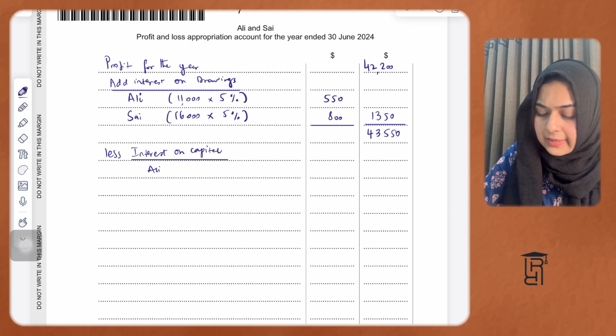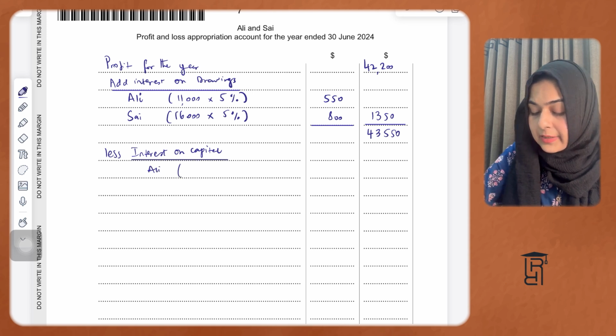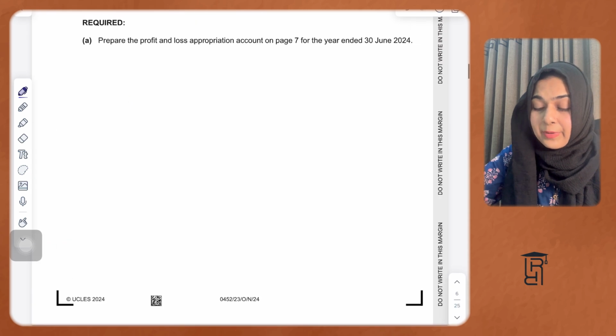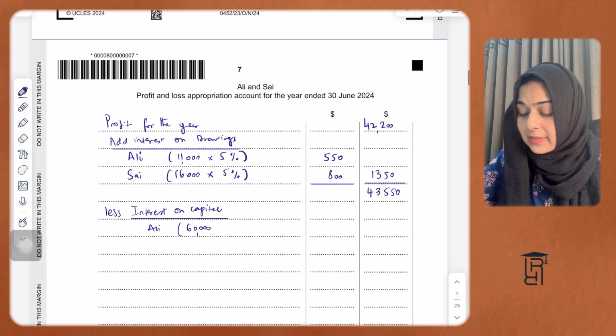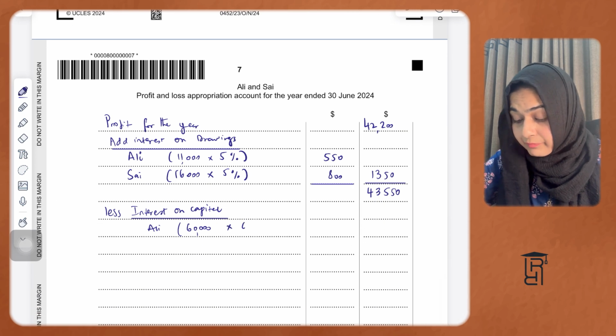Then I will write here Ali. Ali is given the interest on capital, so the capital account balance for Ali at start is 60,000, and the same is the balance at end also. So 60,000 multiplied by 6% will give me 3,600.